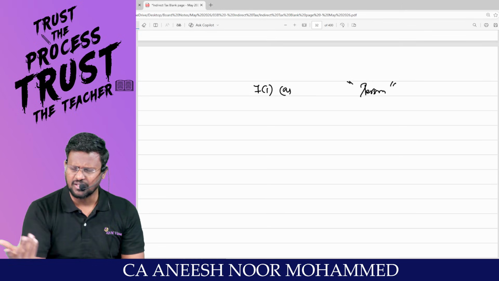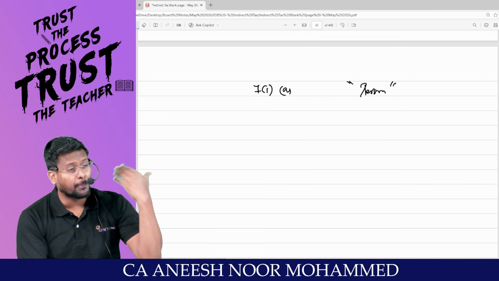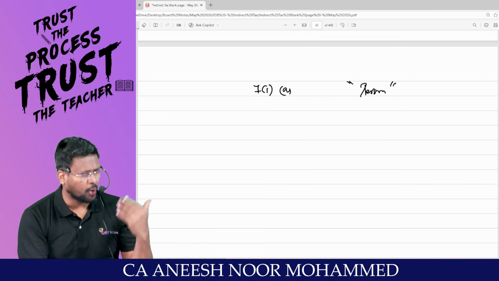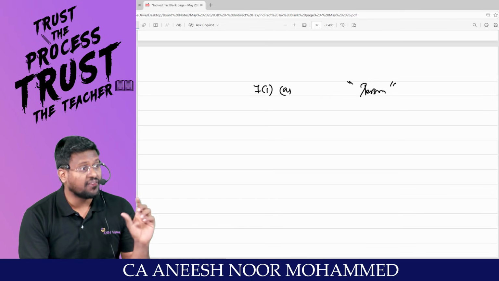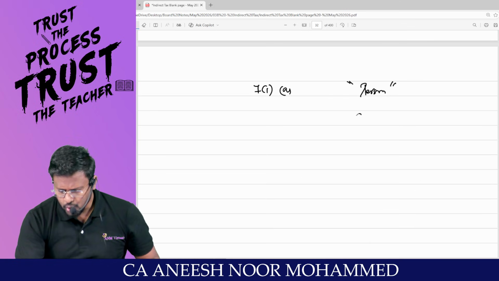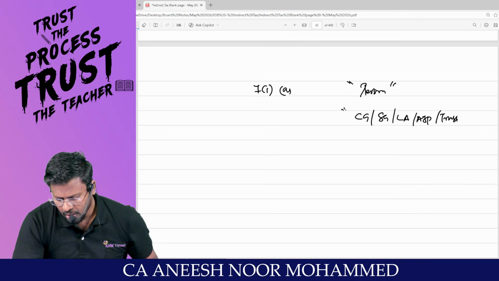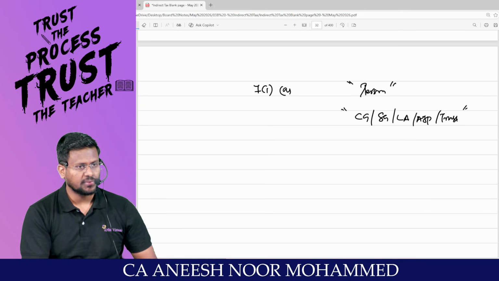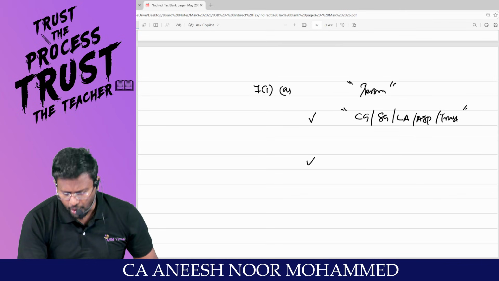Set number 1, the first set, which is individual, HUF, AOP, BOI, all those things. Set number 2 is corporate set, like company, society, cooperative society, etc. Set number 3 is government set. Am I right? So, central government, state government, local authority, AJP, and trust, these people are person. That means government is a person. Point number 1.